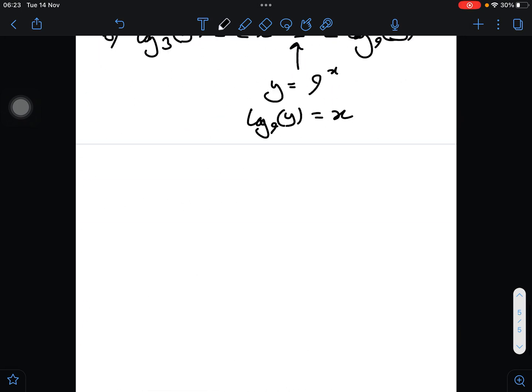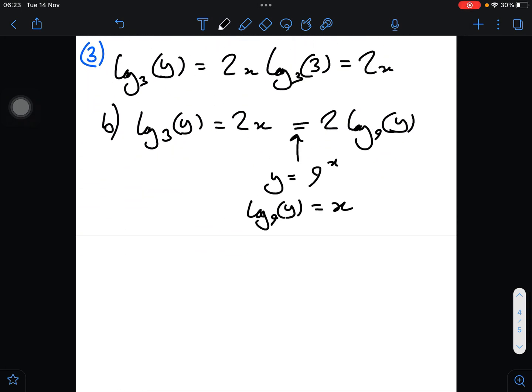Okay, and then we just have to take the squared inside. So that's our side note there. And so therefore log 3 of y, by rule 3, is log 9 of y squared.